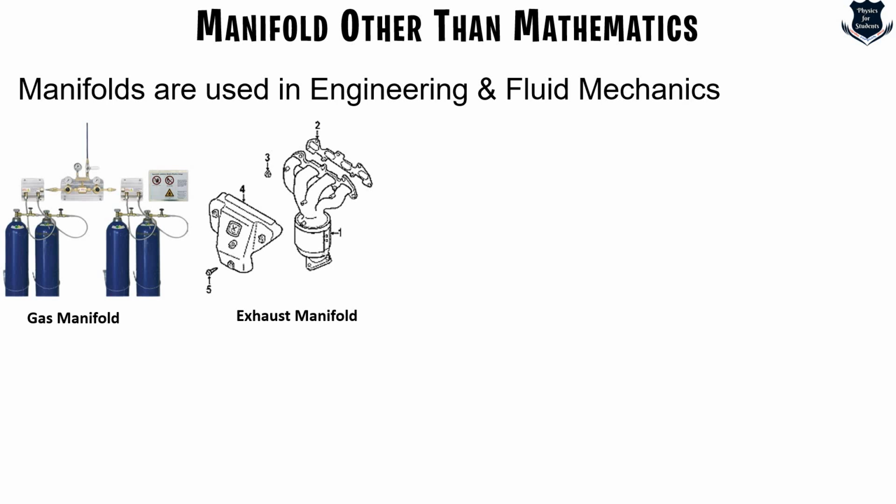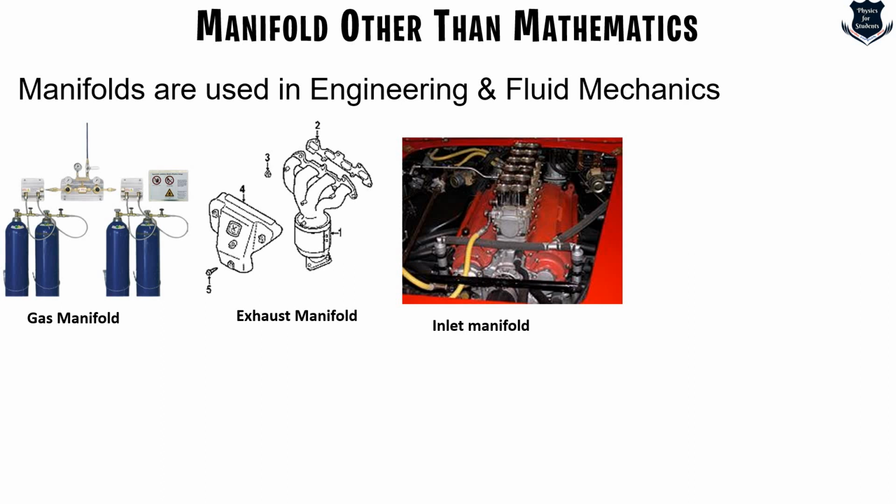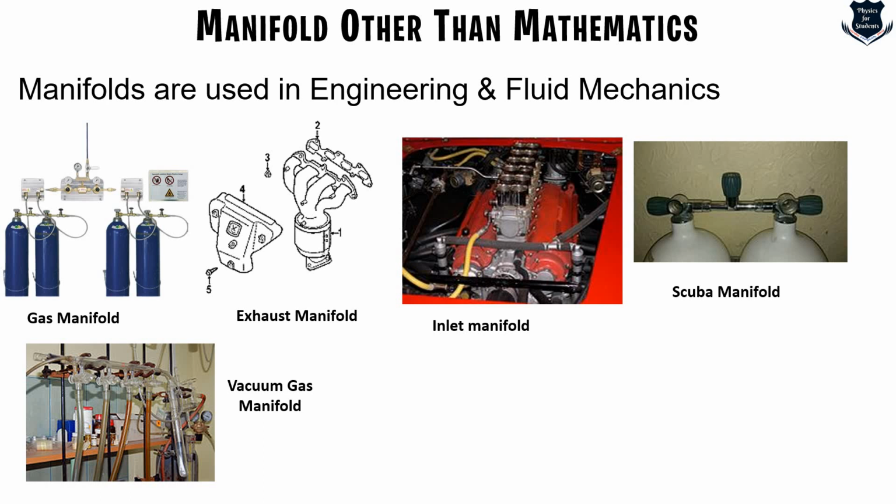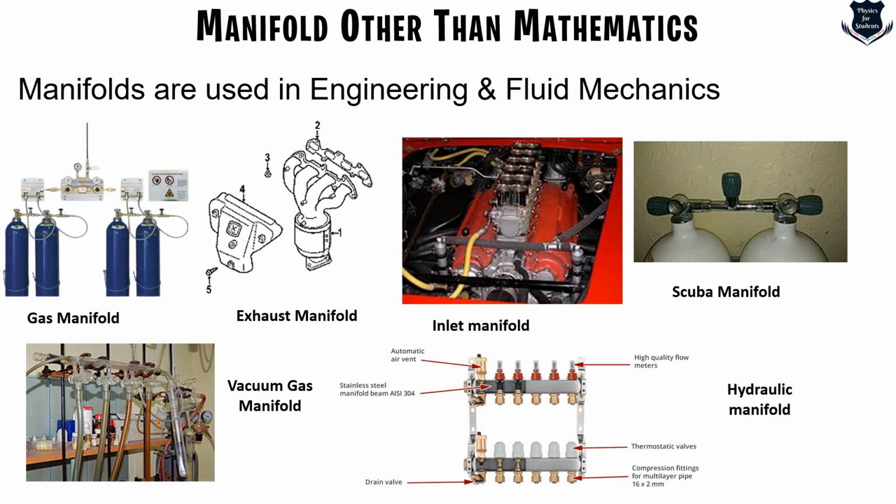Then we have an inlet manifold, an engine part that supplies the fuel and air mixture to the cylinders. And we have a scuba set which connects two or more diving cylinders when you go for a scuba dive. And there is one which is called a vacuum gas manifold, an apparatus used in chemistry to manipulate gases. And finally, we have this hydraulic manifold. So you see now, I believe the concept is clear that manifolds are not used only in mathematics or differential geometry. Engineering and fluid mechanics also use manifolds.